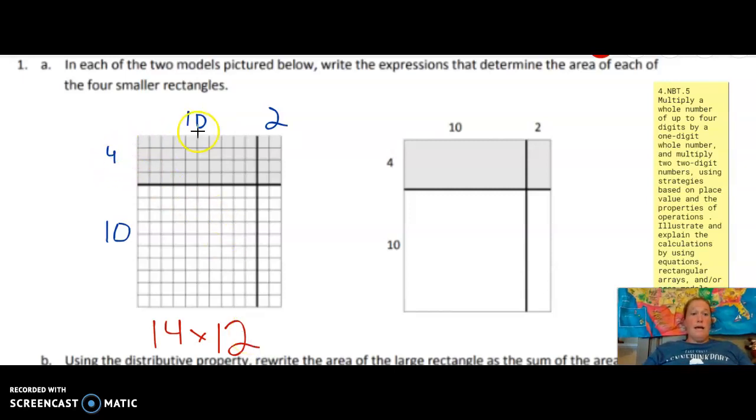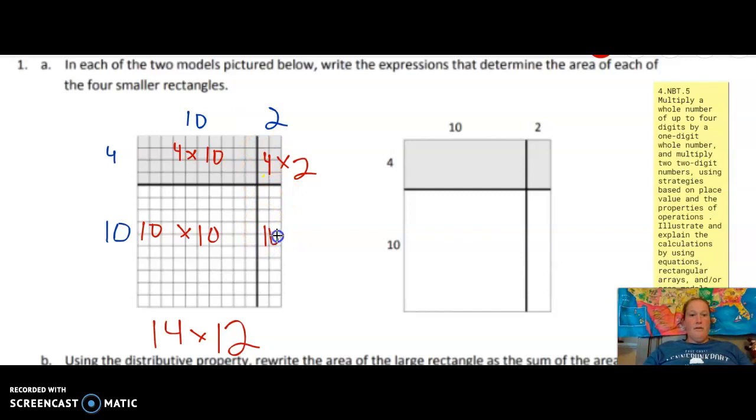So 4 times 10 is what they want to see here. 4 times 2. I won't be able to fit it all, but that's okay, just so you get the idea. 10 times 10 for this area. And 10 times 2.